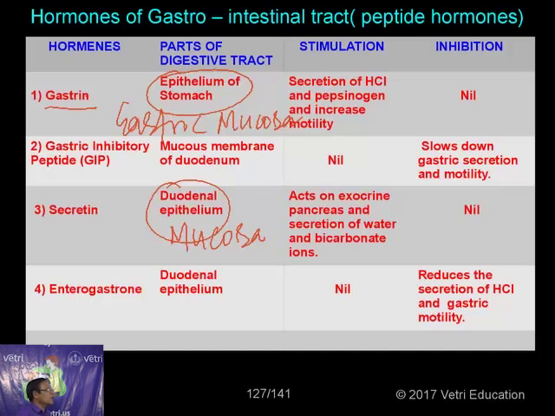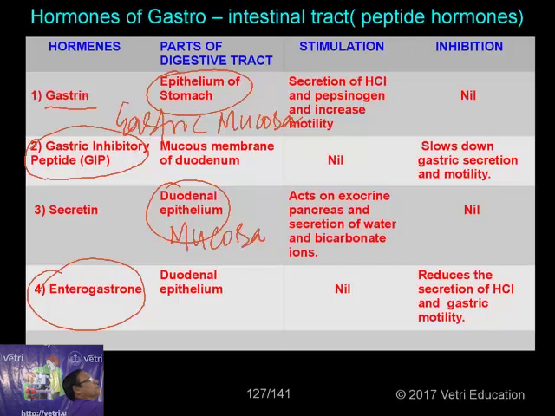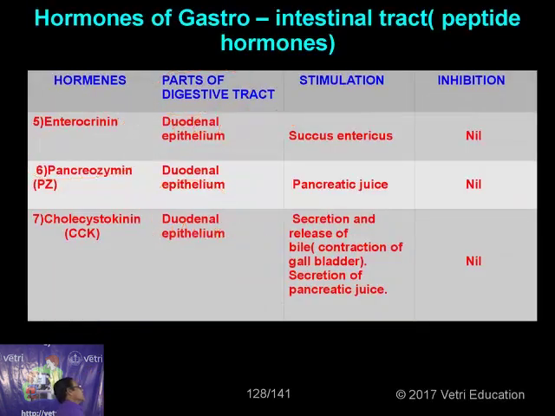Then secretin. This hormone stimulates the exocrine part of the pancreas to secrete bicarbonate ions along with water to make the solution alkaline. It has no inhibitory effect, excepting the gastric inhibitory peptide. Then enterogastrone. Again, there is no stimulation, it has an inhibitory effect, just like gastric inhibitory peptide. Both have the same effect, slowing down the activity of the stomach so that the secretion of hydrochloric acid is reduced. Now, enterocrinin stimulates the intestinal glands to release intestinal juice, with no inhibition. So, excepting gastric inhibitory peptide and enterogastrone, all have an accelerating effect. Excepting gastrin, all hormones are released by the duodenal mucosa.